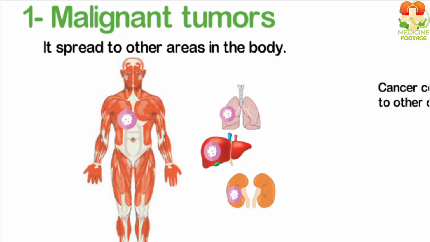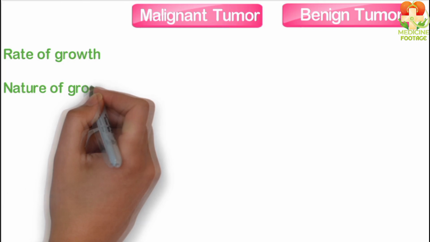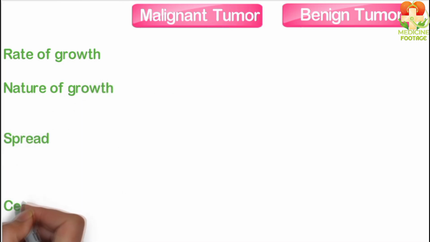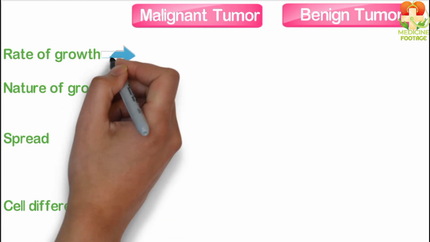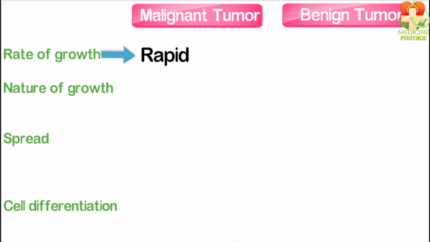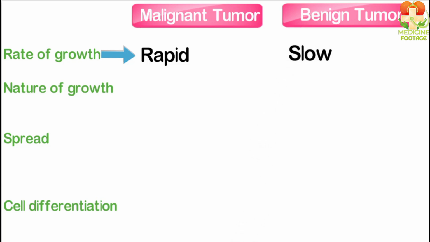I will tell you the major differences between the malignant tumor and the benign tumor. Normally, there are four types of differences between the two. One is the rate of growth. The second is the nature of growth. The third is the spread. And the fourth is cell differentiation. In the malignant tumor, the rate of growth is rapid. That is, the malignant tumor grows faster, while the benign tumor grows slowly.